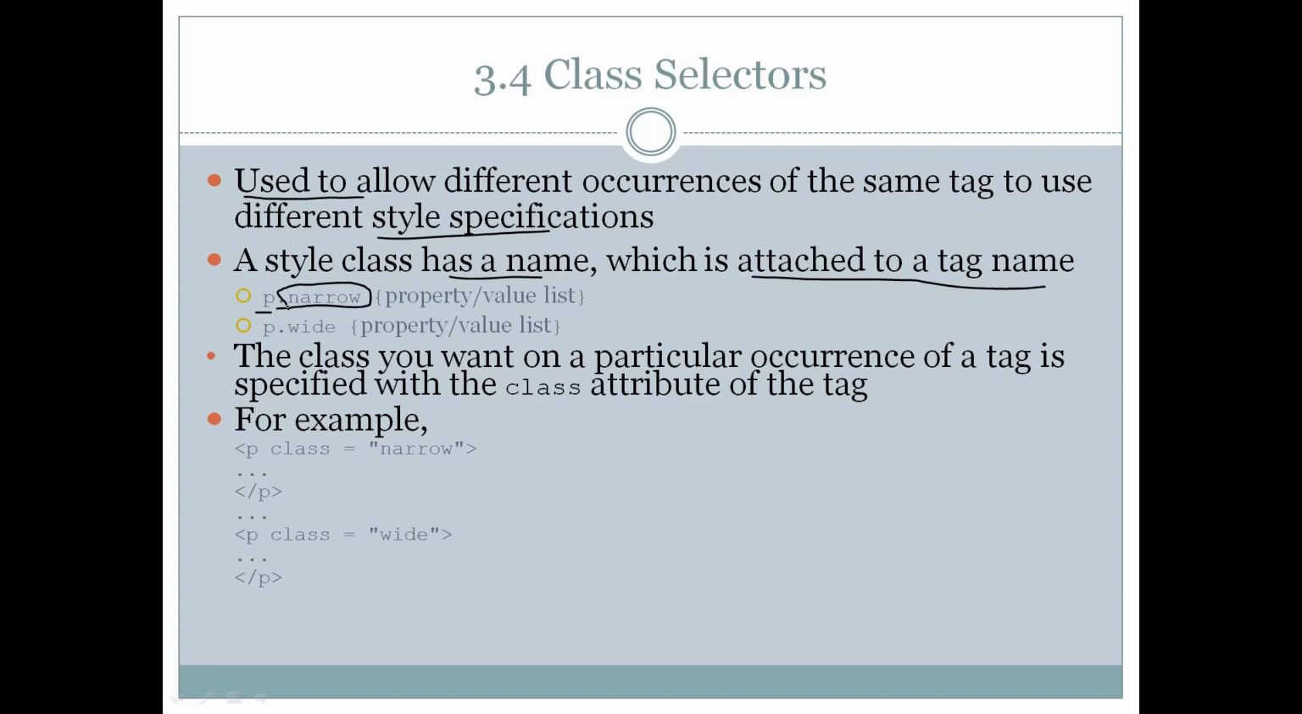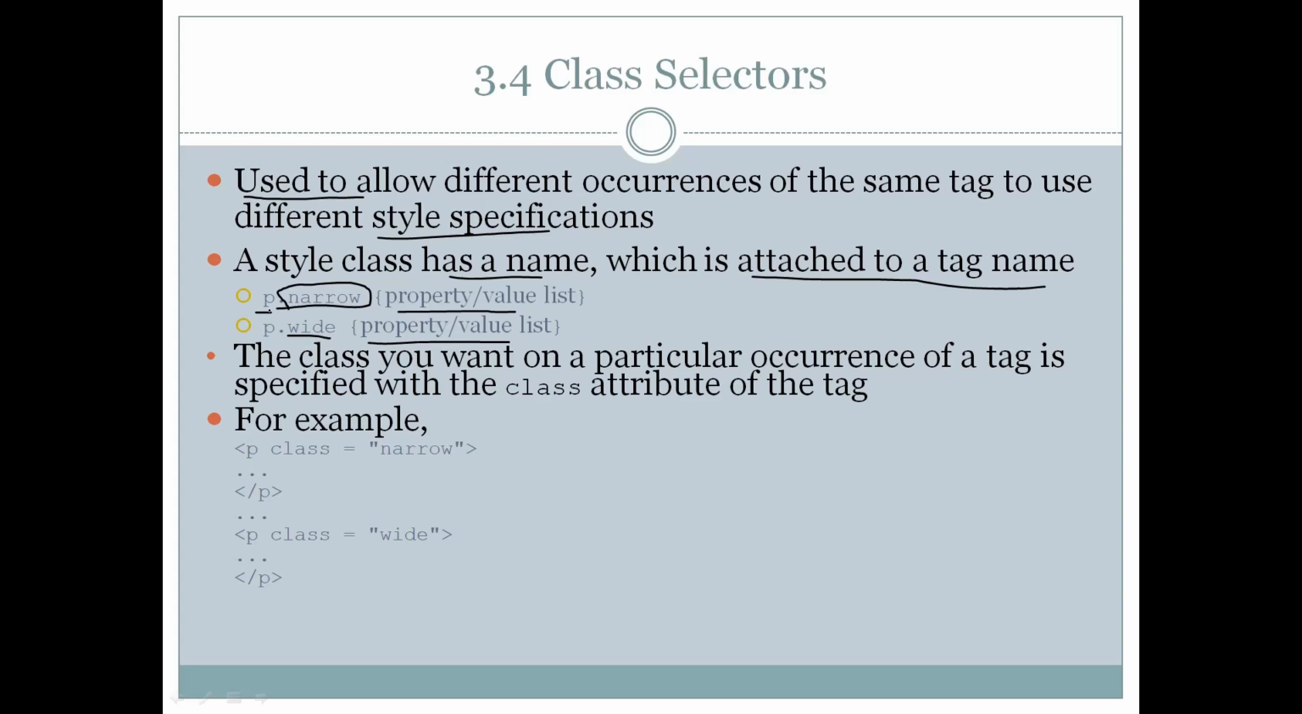So p dot narrow, and you can have the list of properties, and p dot wide, again with a list of properties and values. So we have created two classes for the same tag p, that is the paragraph tag. Now how can these classes be applied to a tag?